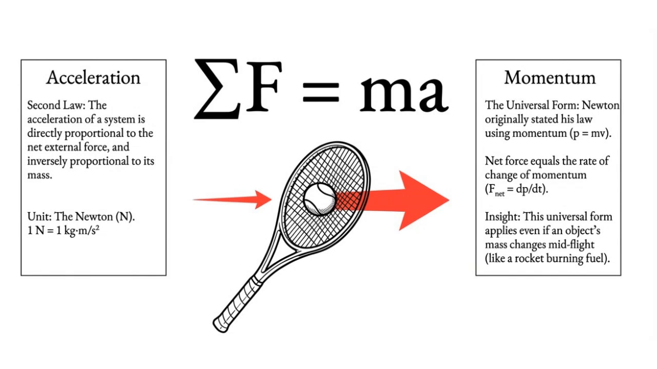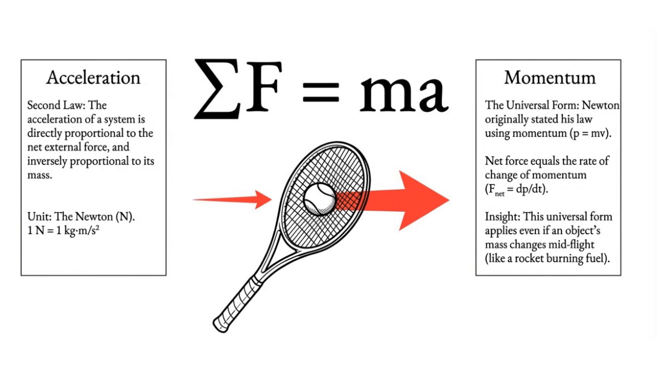Here we see Newton's second law in its most familiar form. The sum of forces equals mass times acceleration. This means that how much an object accelerates depends on the total force applied to it and its mass. On the left, the definition reminds us that acceleration increases with more force and decreases with more mass, and that force is measured in newtons, which combines mass and acceleration units.